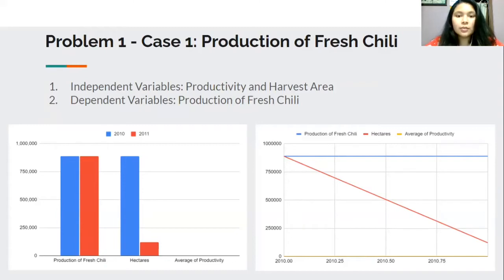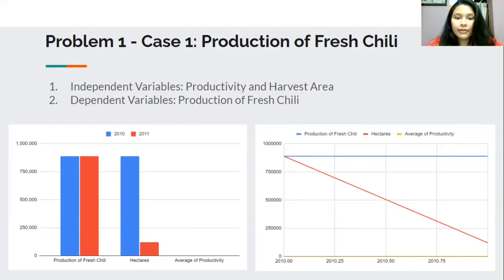The first case talks about the production of fresh chili in 2010 to 2011. Here we can find that the independent variables are the productivity and the harvest area, and the dependent variable is the production of the fresh chili itself. We've made the graph here, and you can see that the production of fresh chili in 2011 increased from 2010, and it is because there is an increase in productivity and a slight decrease in harvesting.